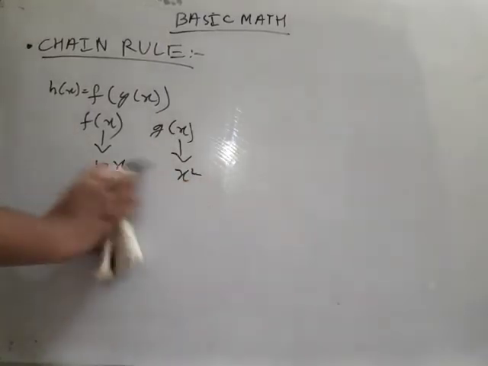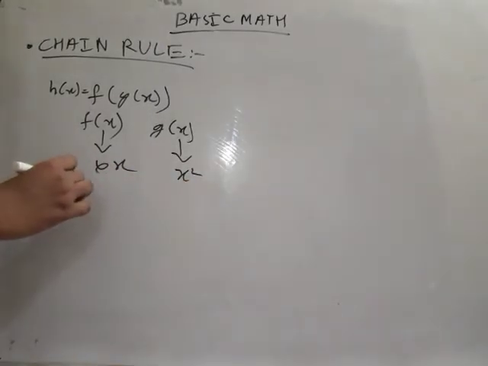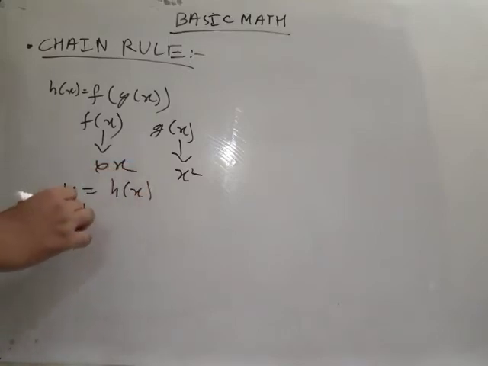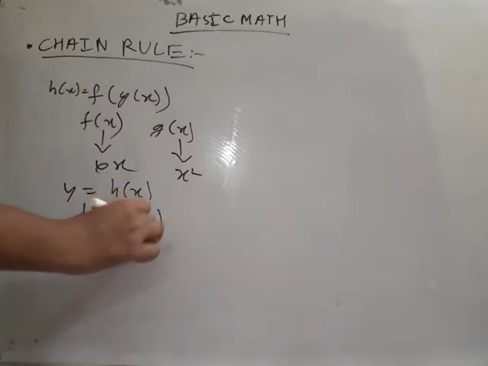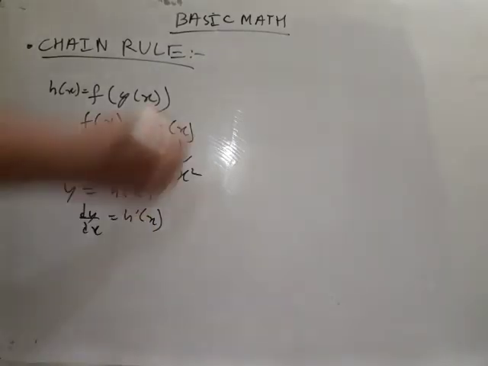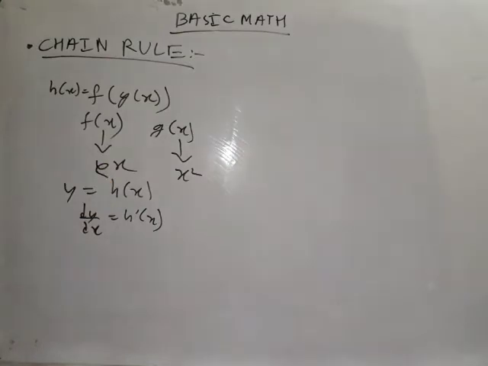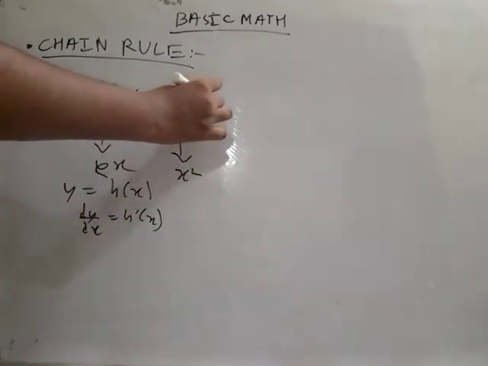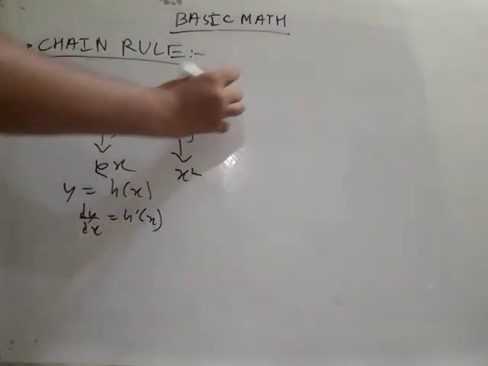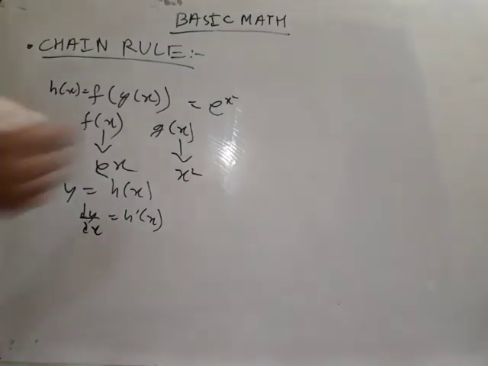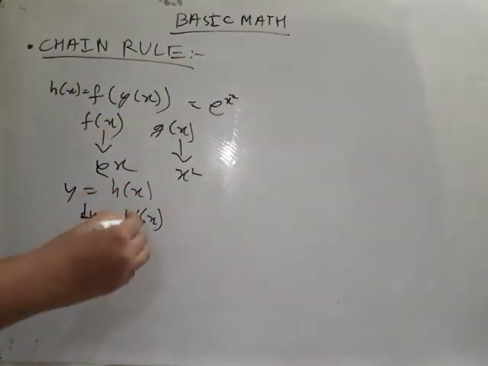So what do I have to do? We have to find h dash x. Suppose y equal to h(x). Now dy by dx becomes h dash x. How to find h dash x? We found f(x) was e to the power x, g(x) was x square. So h(x) is actually e to the power x square. So h dash.